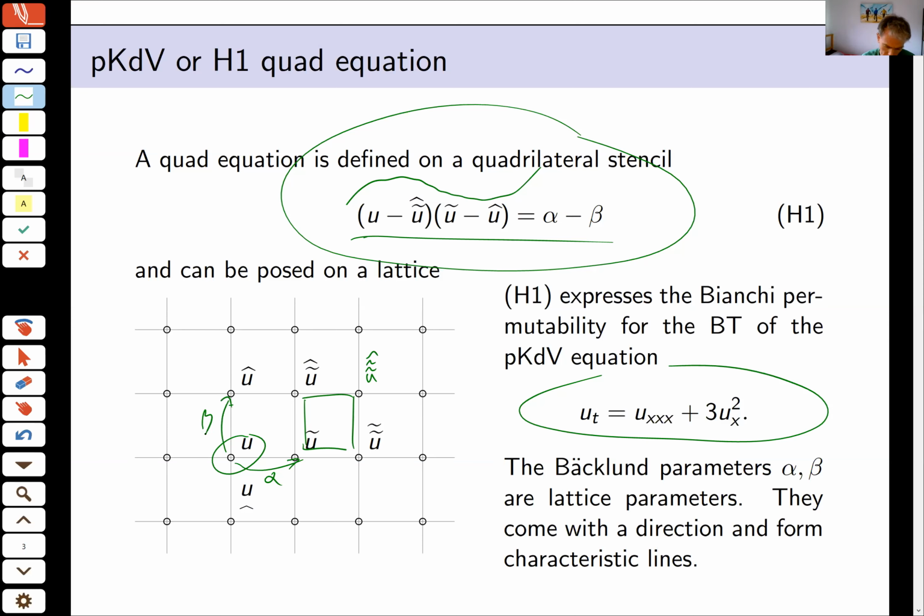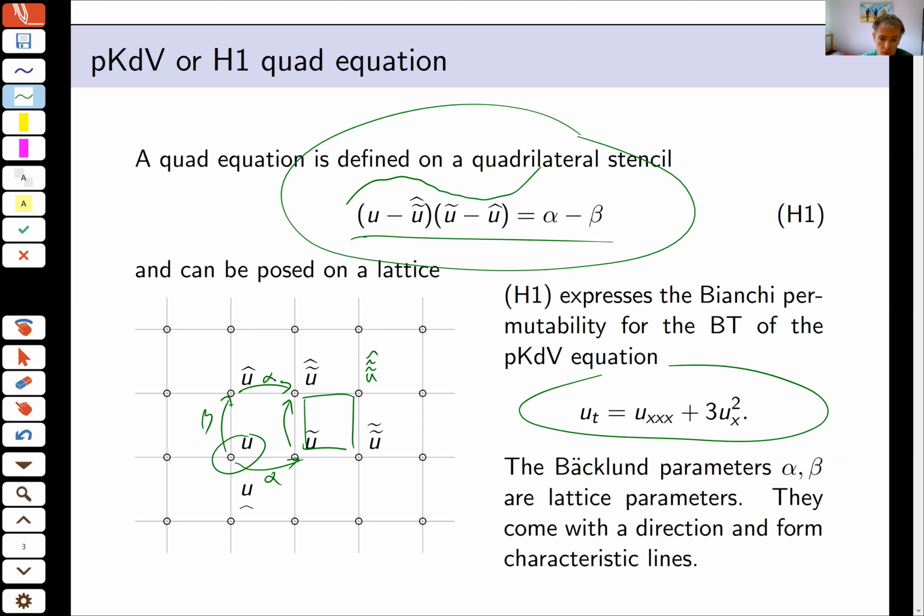So beta is here. And then we can start with those solutions that we have just found. We can do the same thing again. We can start from the solution u tilde, use the Backlund transformation beta to get to u tilde hat, and we can use the Backlund transformation with alpha to go there as well. The thing is that we have commutativity, so it doesn't matter in which order you apply these transformations. And that is the Bianchi permutability. There is this relation between all these solutions, and that is the quad equation. So that's where it comes from.